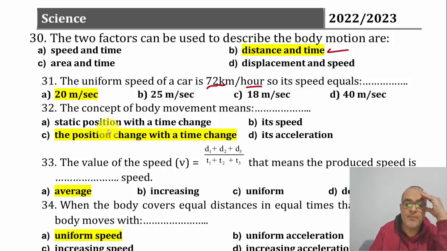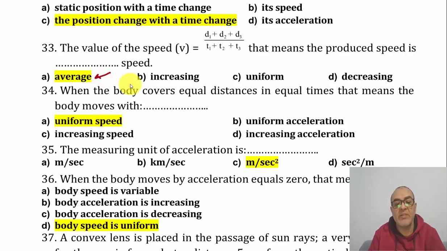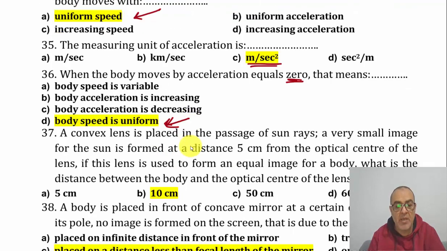The concept of body movement means, yes, the position changes with time. The value of speed, this one is average speed. The total distance over total time is the average speed. When the body covers equal distances in equal intervals of time, this is uniform speed. The measurement unit of acceleration is meter per second squared. We explained it before. When the body moves with acceleration equal to 0, the body moves with uniform speed because the speed doesn't change with the passing of time.